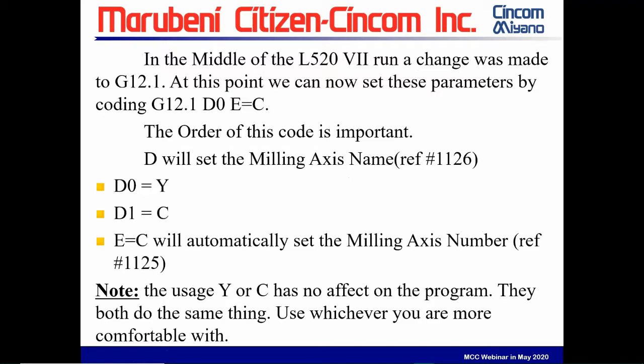In the middle of the L521, at this point, we could now set the parameters in G12.1 by adding D0 equals C. D0 would tell it whether it's a Y or a C. The E equals C will actually set up the correct axis to be used.